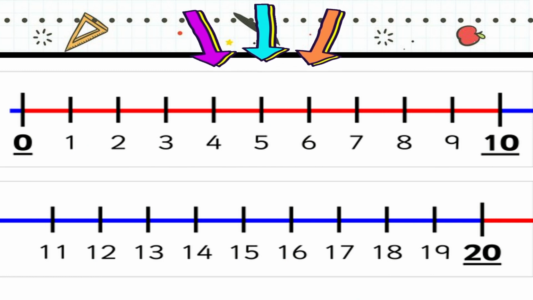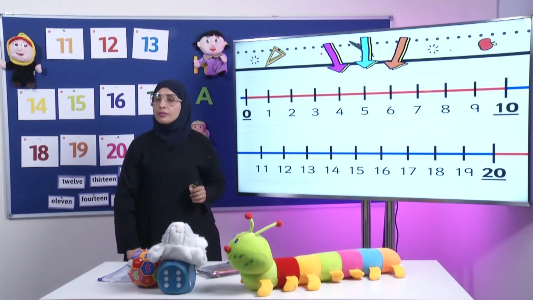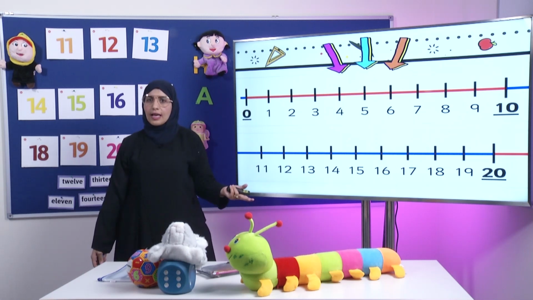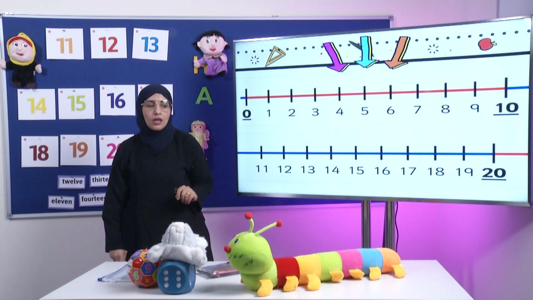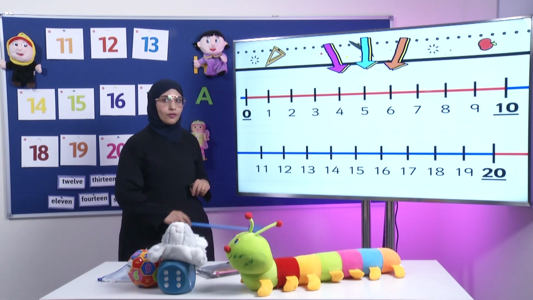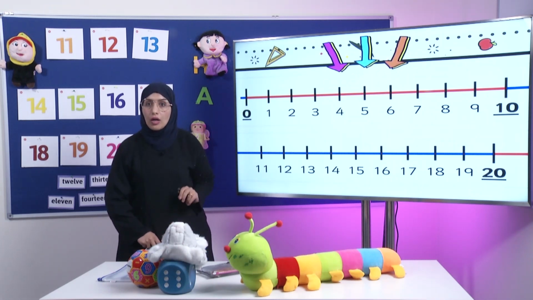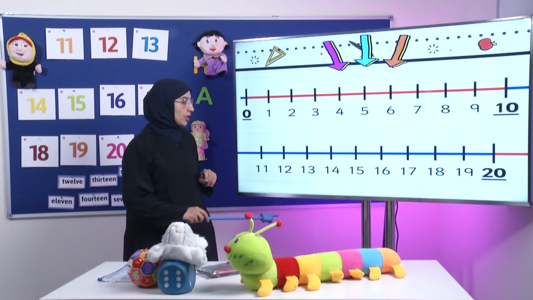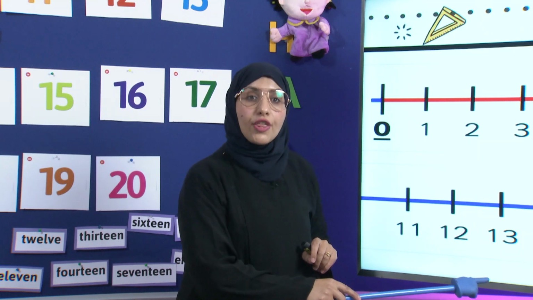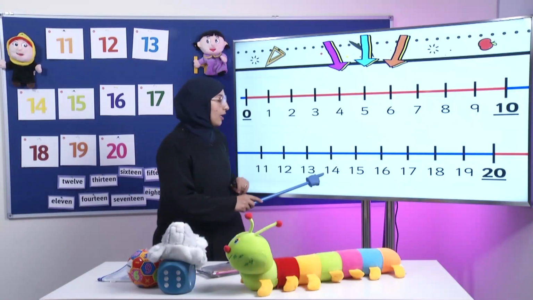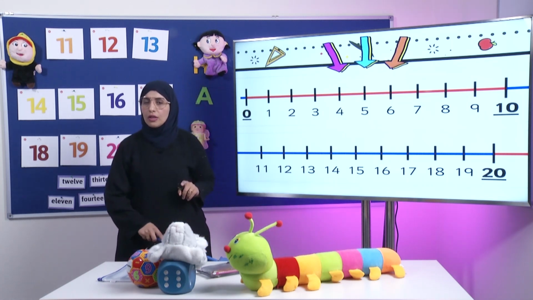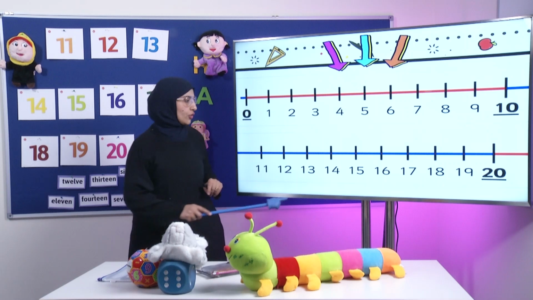Okay, what's this number? That's right, it's number 10. Okay, what comes after 10? Who can tell me? That's right, 11. What's next? 12. Can you say it with me? 12, 12. Very good. What's after 12? 13. One more time. 13. That's right. What's after 13? 14. One more. 14. Amazing you are.